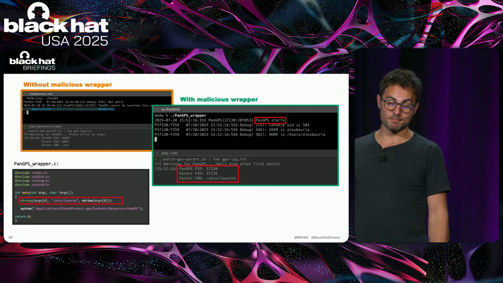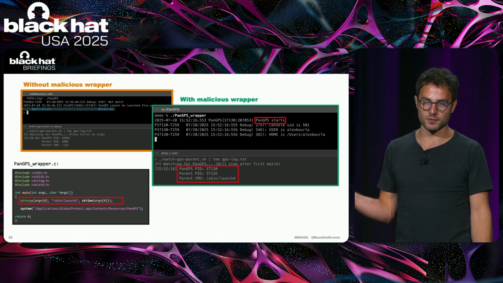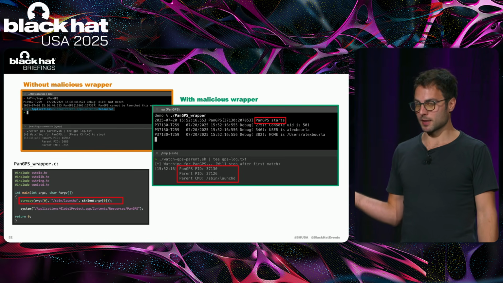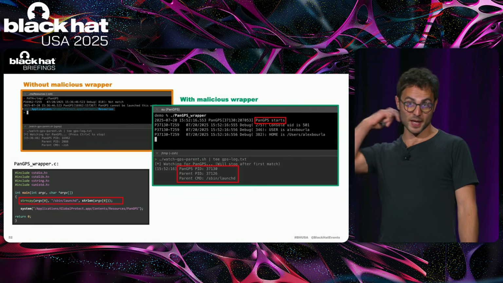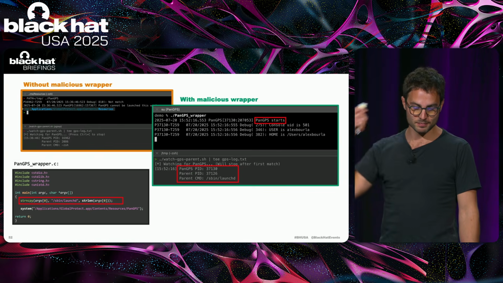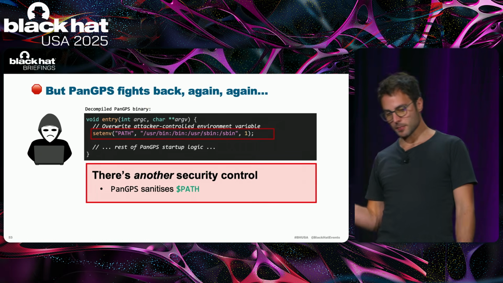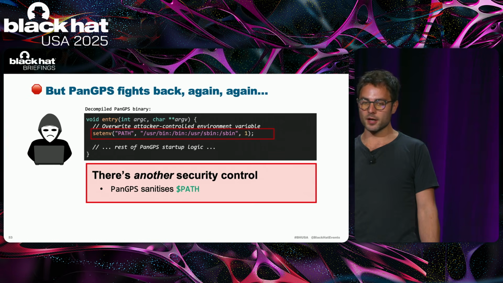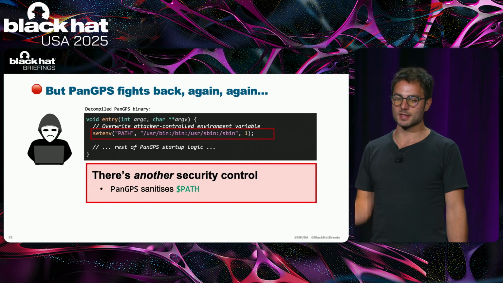So all we need to do is build a little wrapper where we just change what's in argv[0], and we just put sbin launchd. And that worked. You can see, now we can start pan-GPS, and it doesn't complain. This felt good. Not so fast. Another security control. You see, they actually sanitize the PATH variable, and they hard-code it to all these directories which I can't control. Okay, so this is a bit of a no-go.